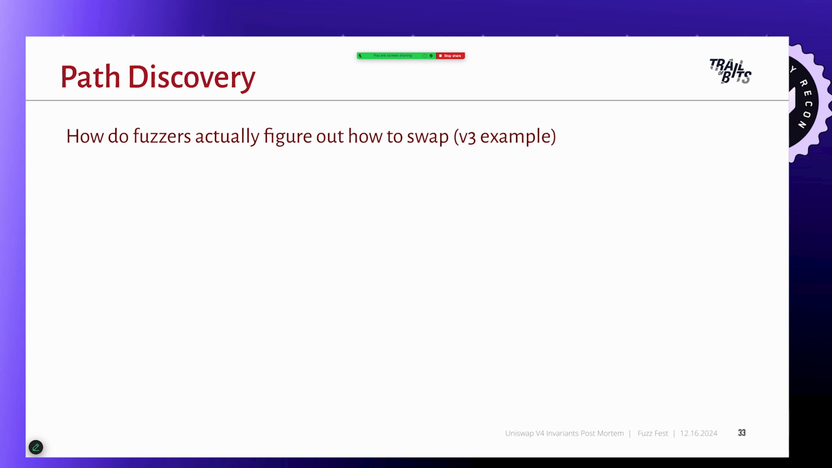So what is path discovery? This is another thing I want to illustrate with an example. Let's look at Uniswap v3 really quick. So in Uniswap v3, let's say we're fuzzing Uniswap v3. We don't have to have anything weird in our harness. It's just like a normal fuzzing harness. And we're starting out with a freshly deployed Uniswap v3 instance. And the fuzzer is trying to set up its first initial sequences.